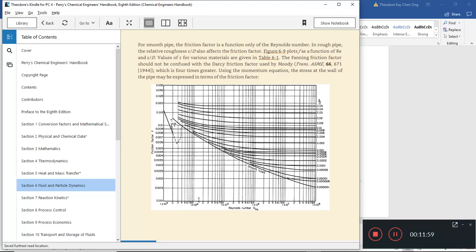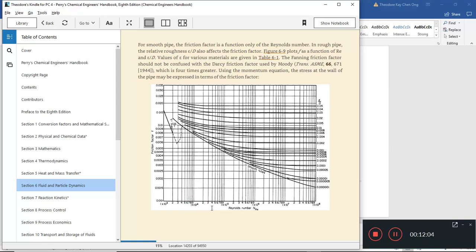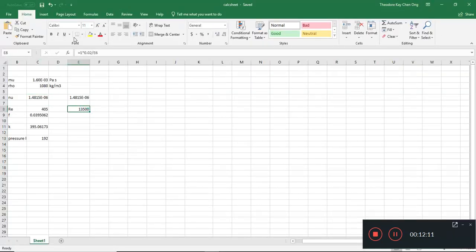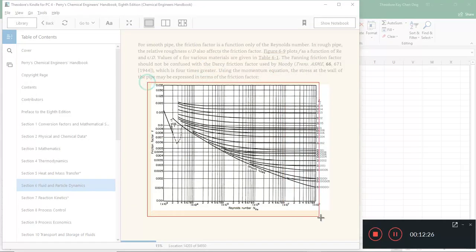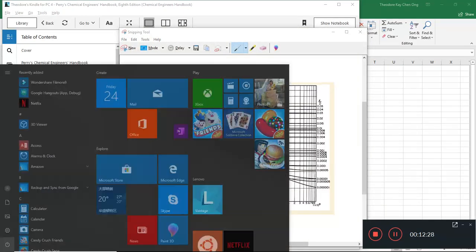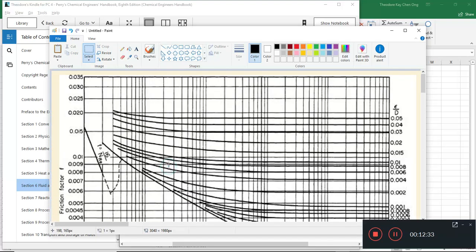So where's the Reynolds number? It'll be somewhere here. You can see 1 times 10 to the 4th at the bottom, and this is 1.3 times 10 to the 4th. So that is somewhere on that line. I'm just going to copy and paste and put it in pins because it's easier to zoom in. So let's zoom in.